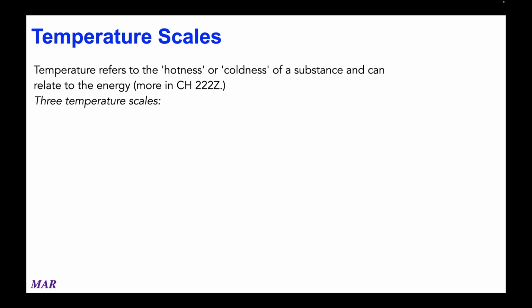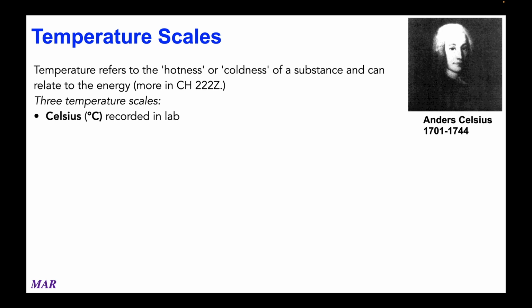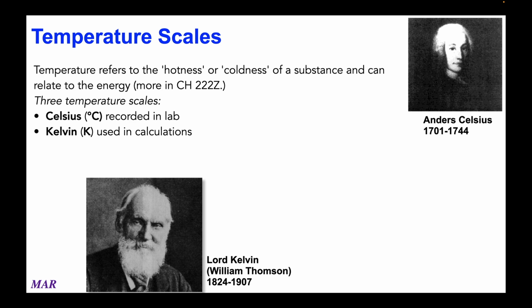But anyway, there are three temperature scales that are very common. The two that we're going to use the most, the first one is Celsius. Celsius was described by that guy Celsius, and it's in degrees Celsius. A lot of times in chemistry, people will record things in the lab in Celsius and then convert to Kelvin later. Kelvin is used most of the time for calculations, and Kelvin is pretty cool.